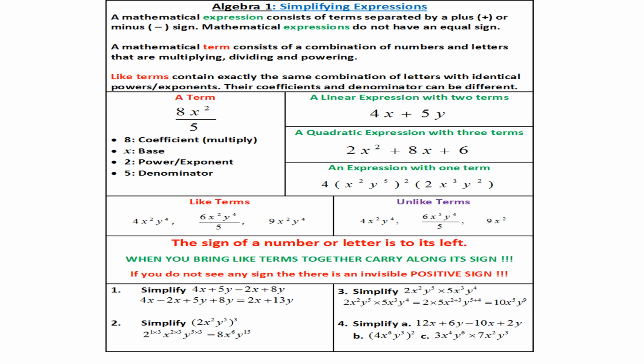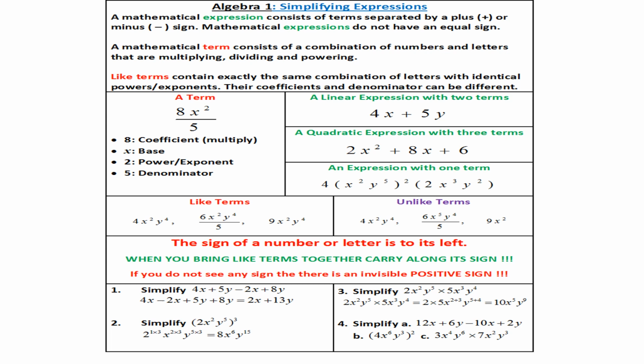And then you have what you call a quadratic expression with three terms. This quadratic expression is very important in the CXC syllabus. 2x squared is a term, 8x is a term, 6 is a term. They are all separated by plus. This is a quadratic expression because there is a 2 above the x. And because there is a 2 above the x, it's not linear anymore, it's quadratic.